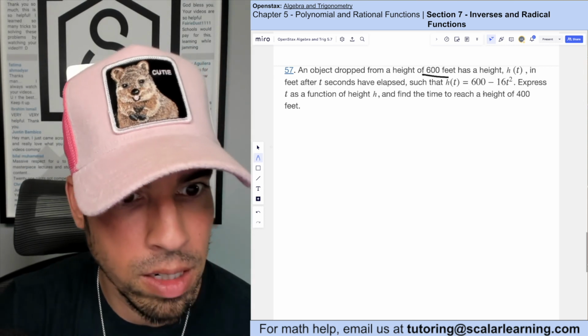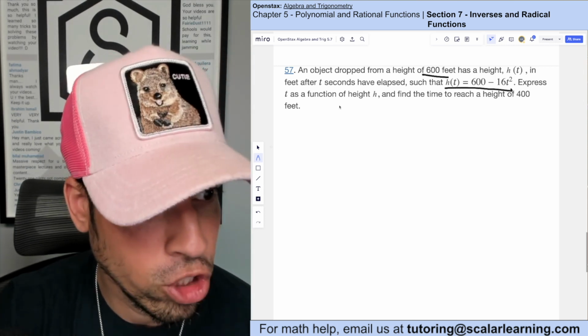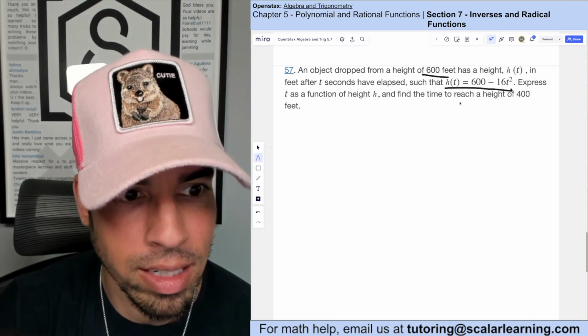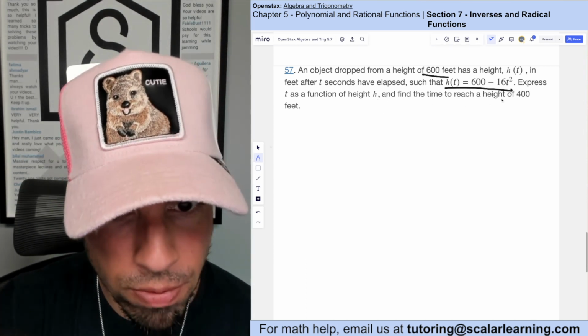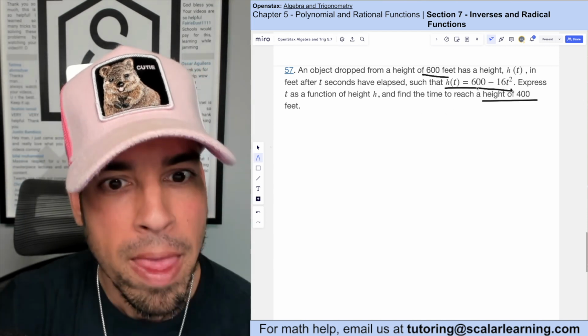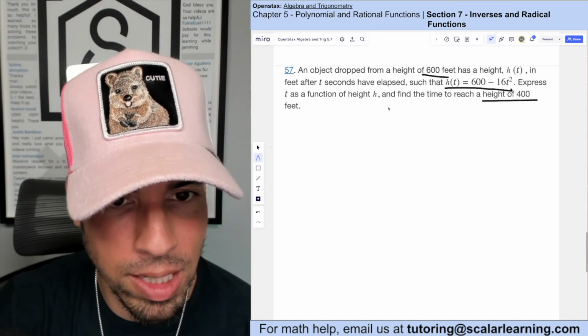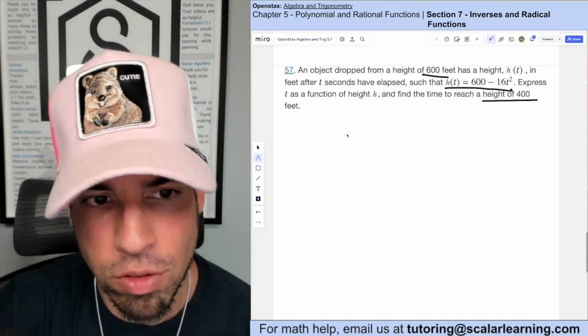So for this one, we're talking about an object that is being dropped from a height of 600 feet, being represented by this function. And now it says to express t as a function of h, aka isolate t. And then we're trying to solve for t when h equals 400. So basically I'm going to get that t by itself, and I'm just going to represent the h of t as just h.